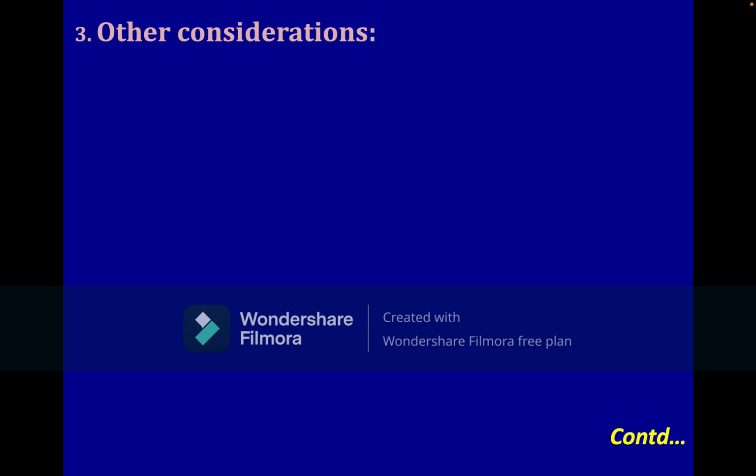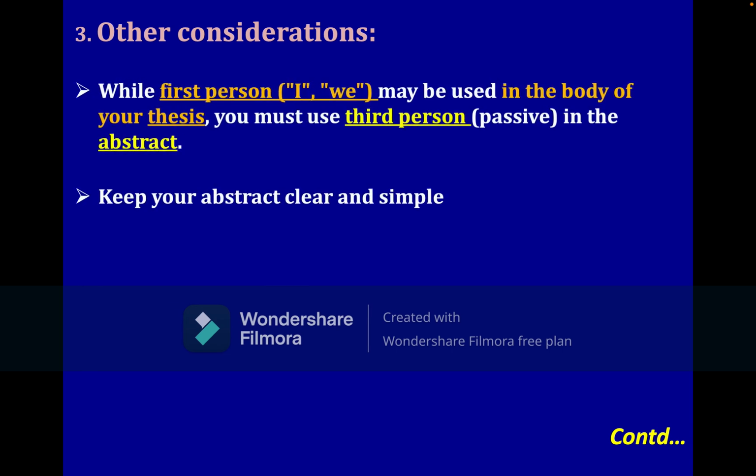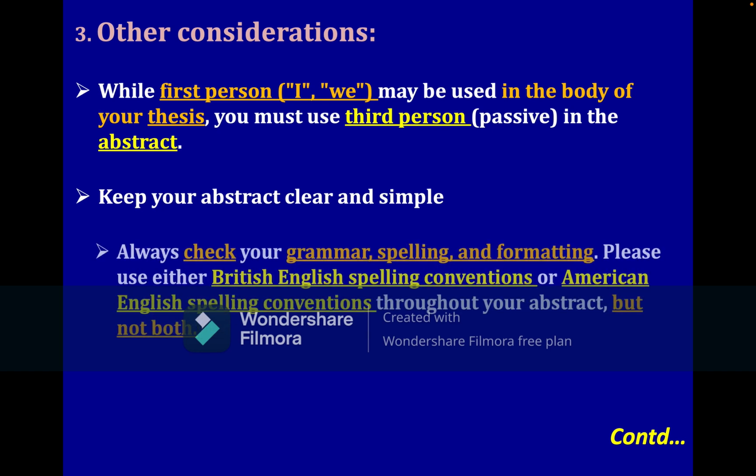Followed by what are the other considerations which you have to give more and more importance at the time of writing your abstract. Please try to remember, while first person, that means I, we, you may be used in the body of your thesis, you must use third person, that is in passive form, in the abstract.